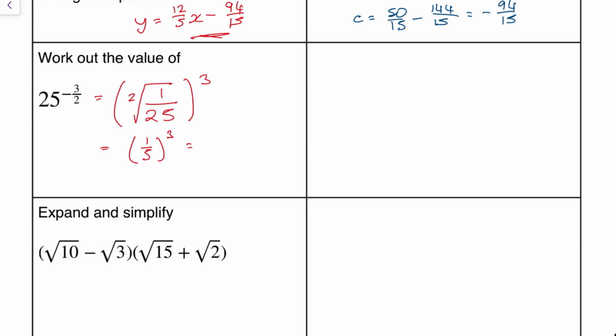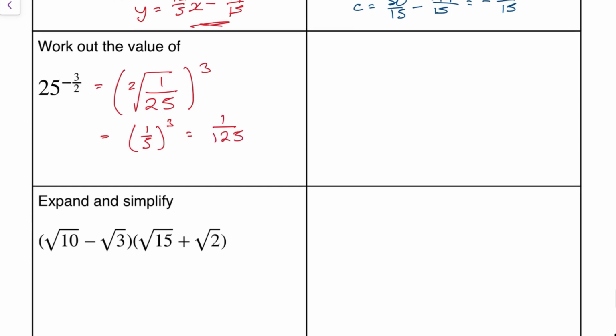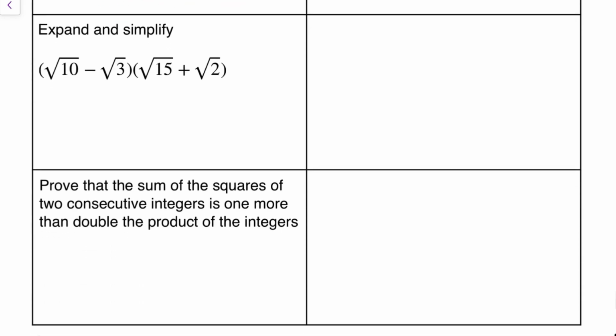And then if I cube the top, cube the bottom, that's 1 over 125. Not terrible, not too bad. Next question. Expand and simplify. So let's do the usual method.